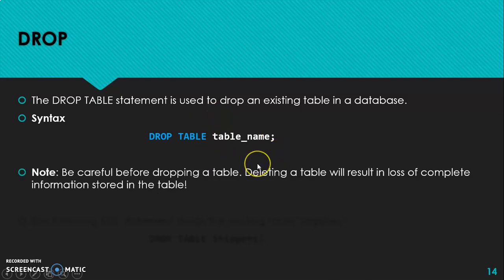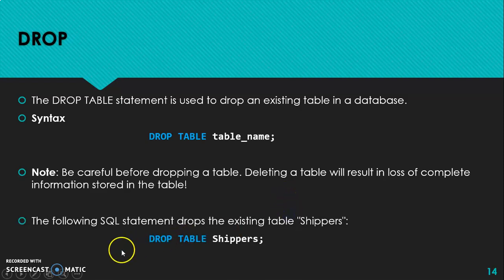Now important note, before dropping a table, you have to see whether that table is actually not required, because if you drop a table, then all the information that is stored in the table will be lost. For example, there is an existing table shippers, so drop table shippers. So from my database this table will be deleted. I will not have this table in my database anymore.